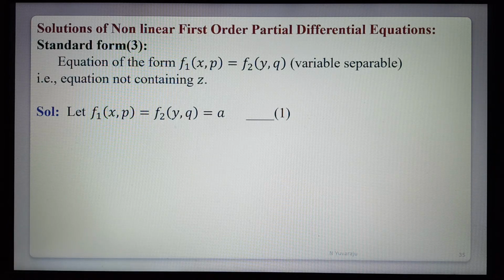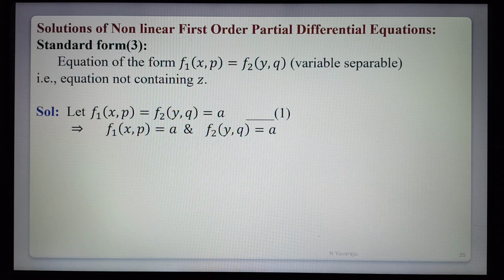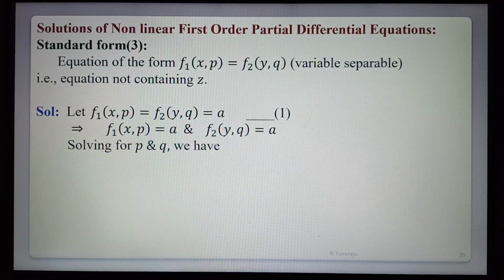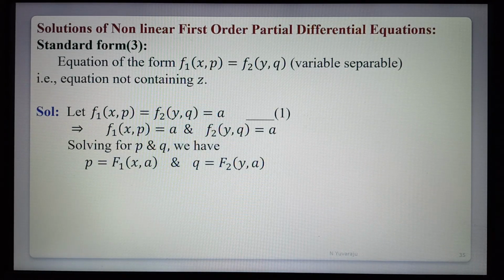Now, finding the solution of this equation: let the given equation of the form f1 of x comma p is equal to f2 of y comma q be equal to a, an assumed constant a. That is, f1 of x comma p is equal to a and f2 of y comma q is equal to a. Solving for p and q respectively, the first equation for p and the second equation for q, we get p is equal to a function of x and a, and q is equal to a function of y and a. So p and q are eliminated.